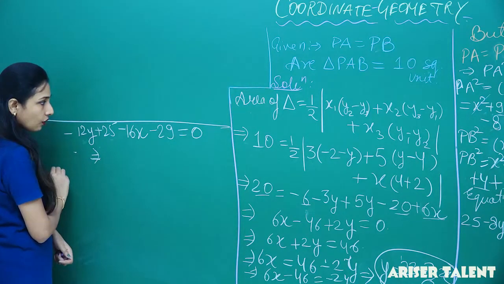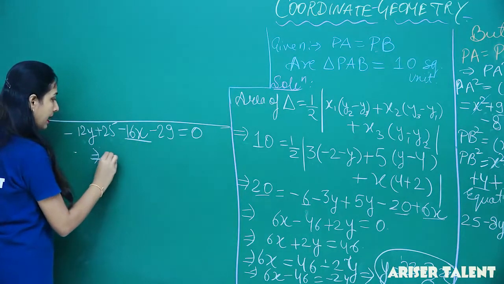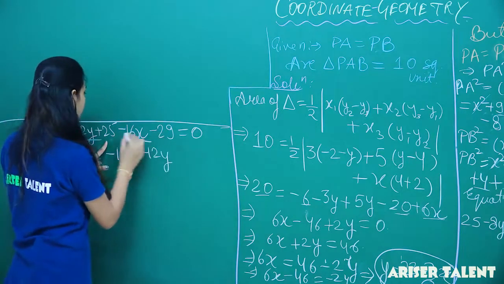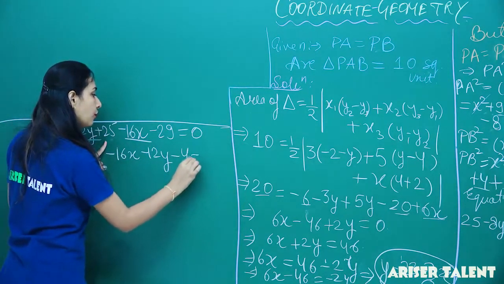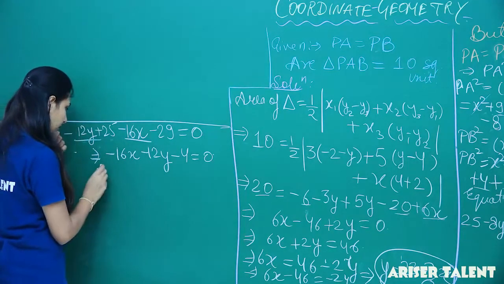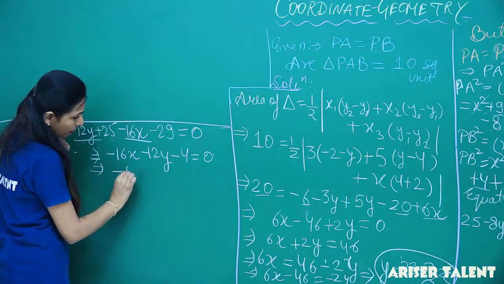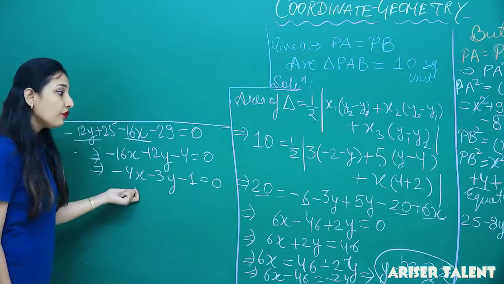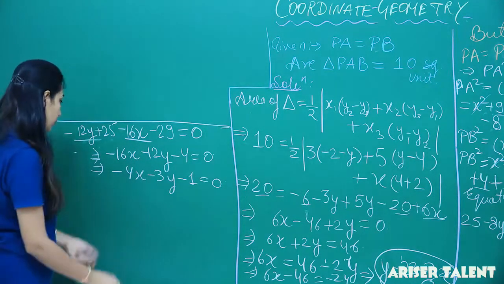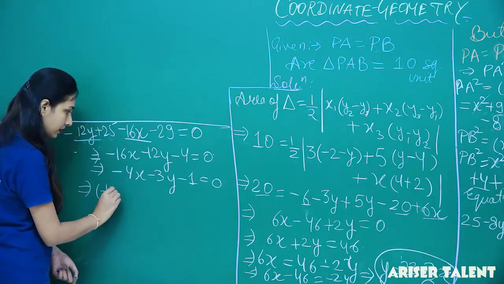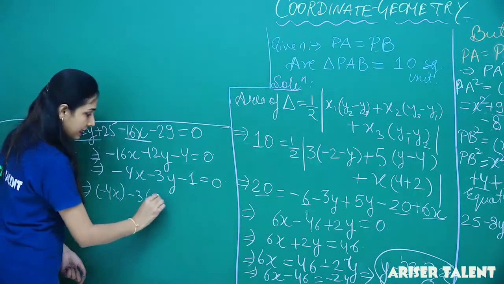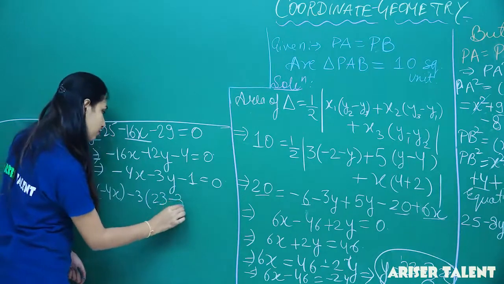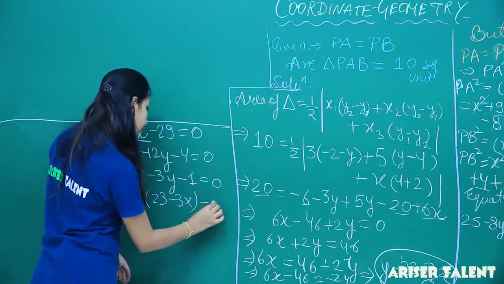What does that become? That is minus 16x, then minus 12y, and then minus of 4 equals to 0, right? That is minus 4x minus 3y minus 1 equals to 0. Now, the value of y is 23 minus 3x, minus of 1.